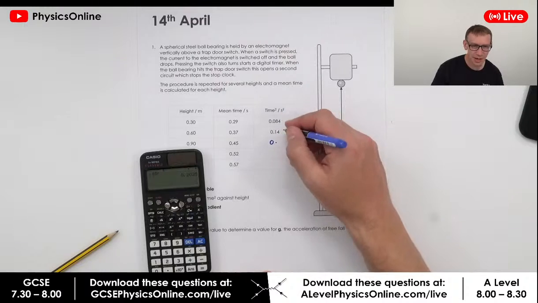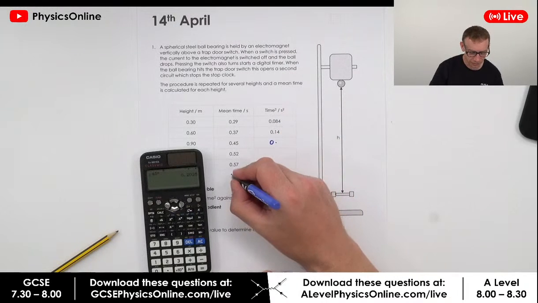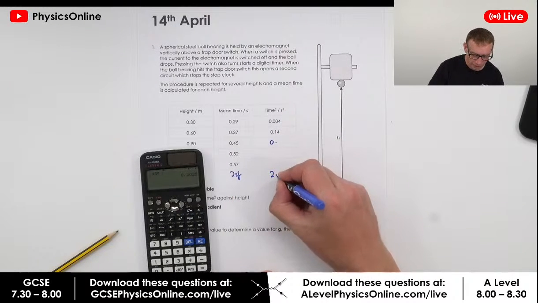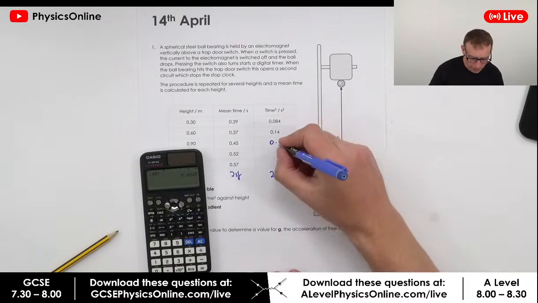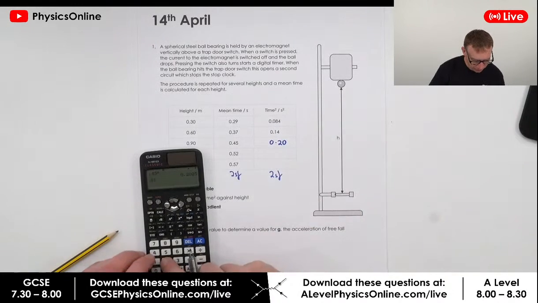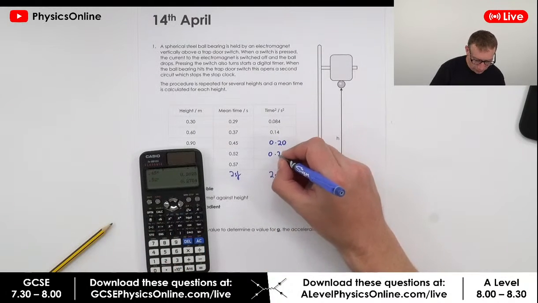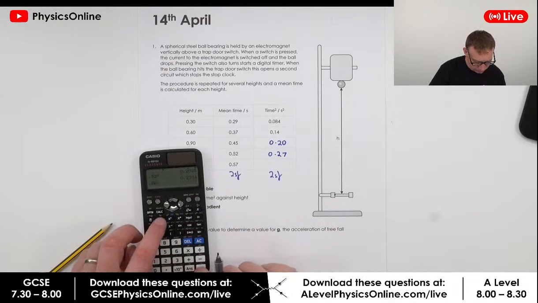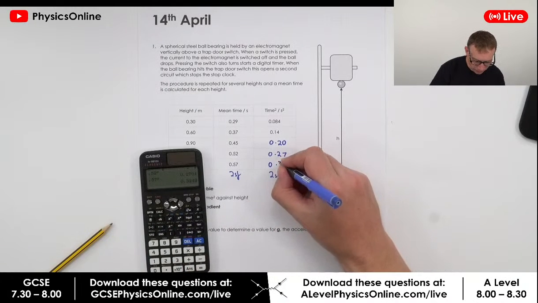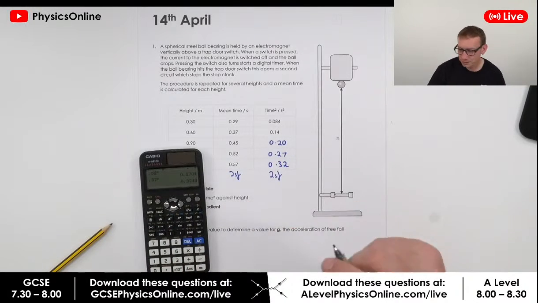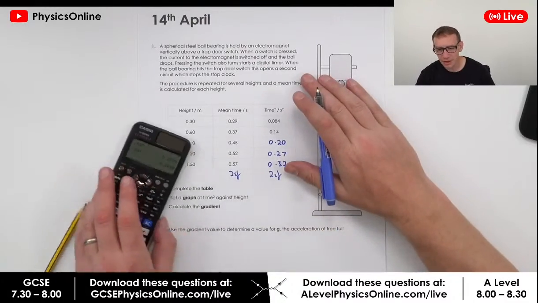And also we're going to keep our data to 2 significant figures like this. So we've got 2 significant figures here. I'm going to give this data to 2 significant figures as well. So we've got 0.20, 0.27, and 0.32. Okay, so we've got some numbers there.